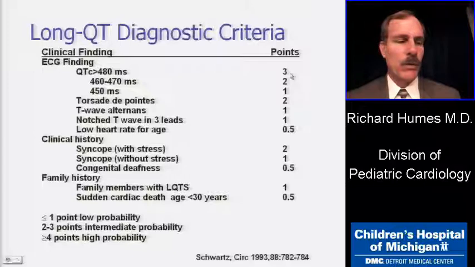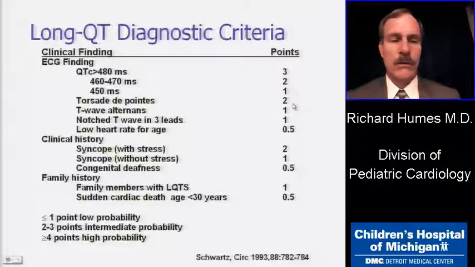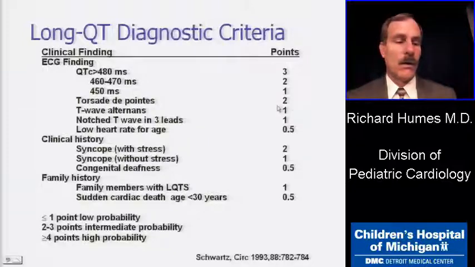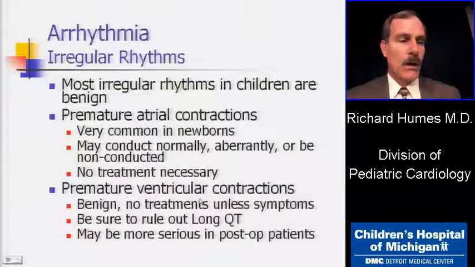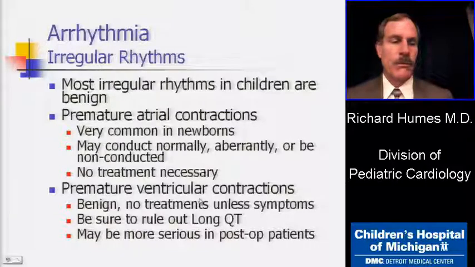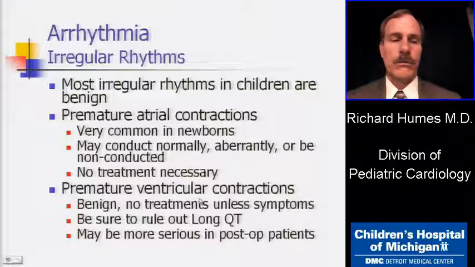If you have a very prolonged QT, you get 3 points, less, 2 points. If you have torsade de pointes, which is the ventricular tachycardia which can occur with this, you get a couple of points, and on down the road, syncope with stress, without stress, etc. Accumulate enough points, and you have the long QT syndrome. This was also included on the handout, which is with this disc.